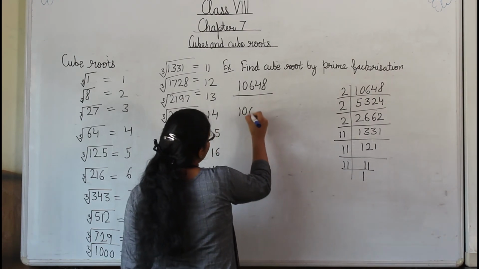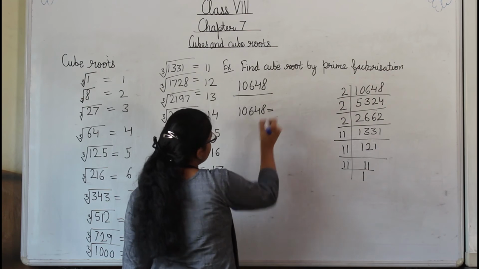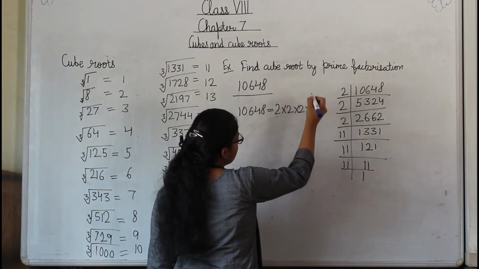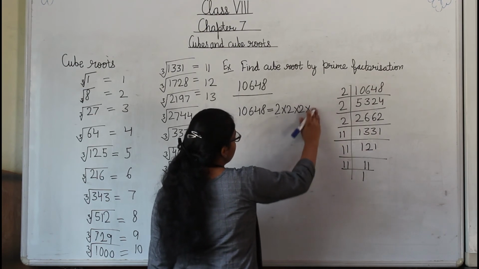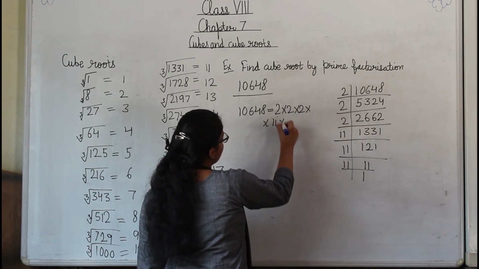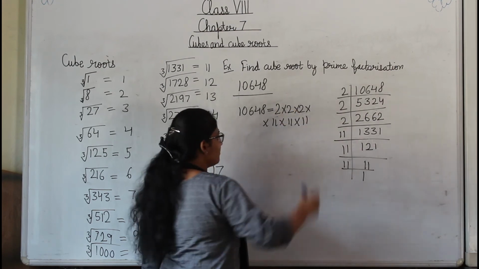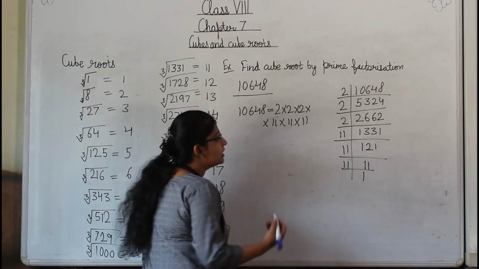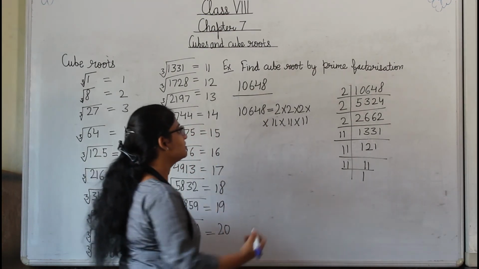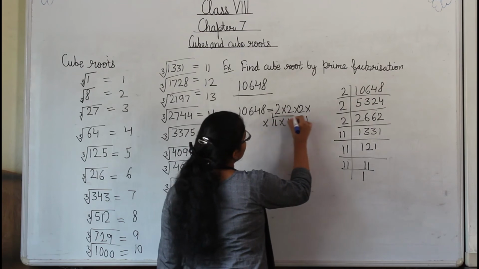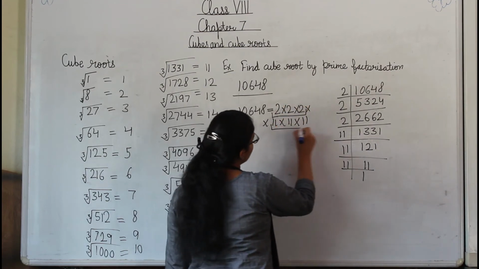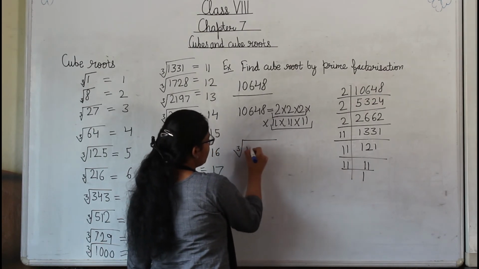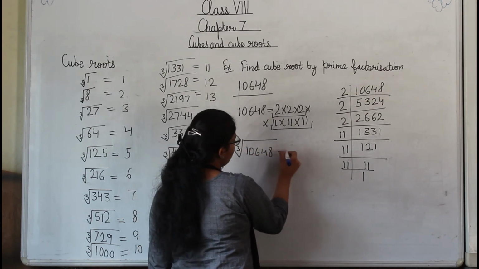So what are the prime factors of 10,648? Here 2 into 2 into 2 is given to us, and here 11 into 11 into 11. These are the prime factors of this number. So here we will do the pairing of three same numbers for the cube root. So here 2 is 3 times and also 11 is 3 times. So students, what will be the cube root of 10648?